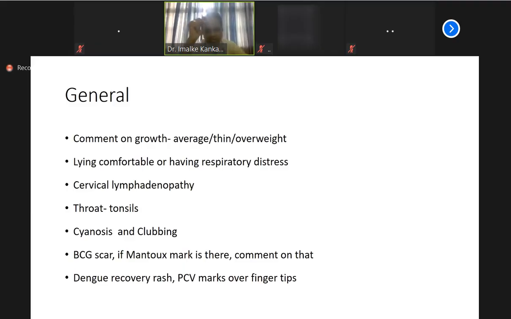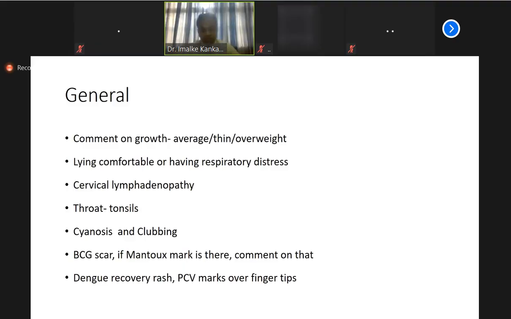Cyanosis and clubbing in respiratory conditions are very rare in children. BCG scar needs to be presented, but MAN2, if it is there, comment, but don't say MAN2 is not there. That means you expect all patients to have MAN2 marks. Right? Don't be silly in that kind of statements. If BCG scar is there, that's important. But if MAN2 mark is there, you can say. If it is not there, you don't need to say that.